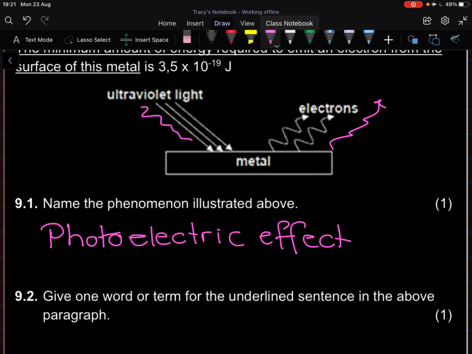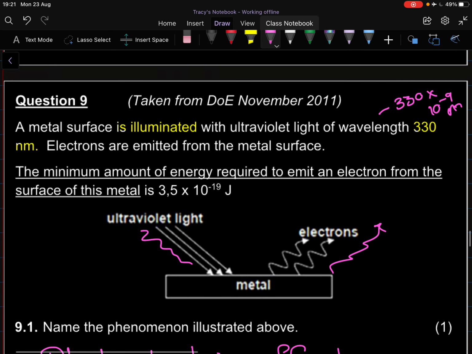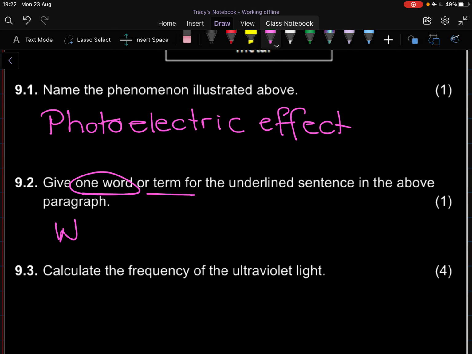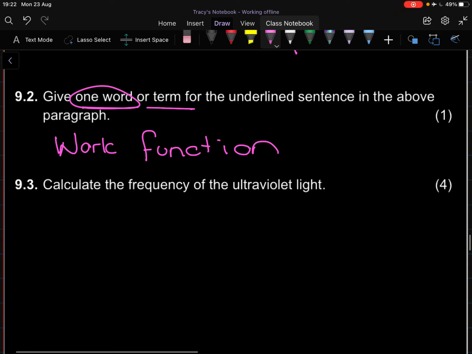Then they ask us, give one word or term for the underlined sentence in the above paragraph. This is just another way for me to ask you a definition. Instead of asking to write out the definition, I've given you the definition. And that definition was the minimum amount of energy required to emit an electron from the surface of a metal. That's the work function. It's just another way around of asking it. Okay, work function.